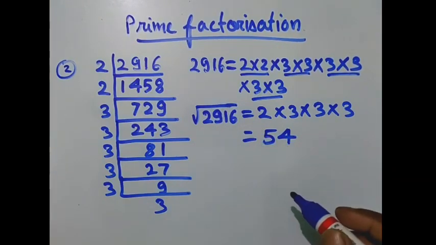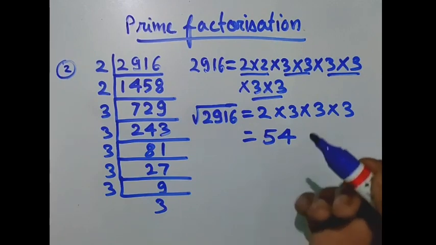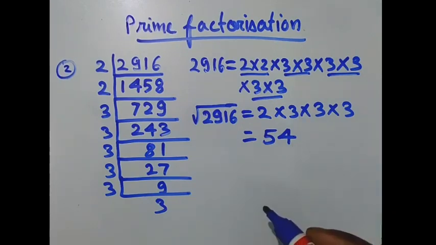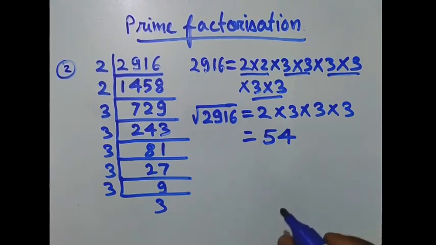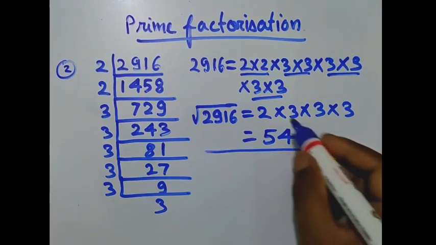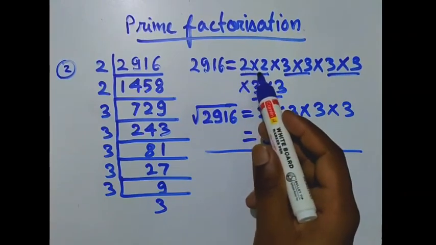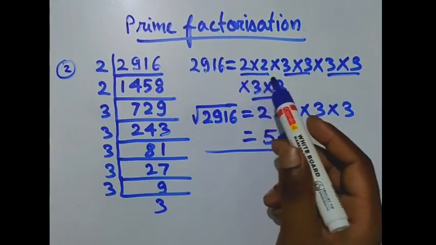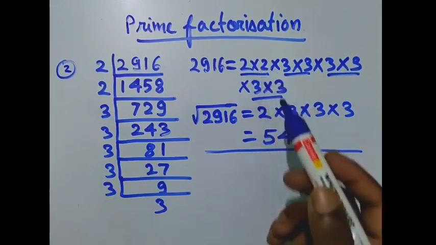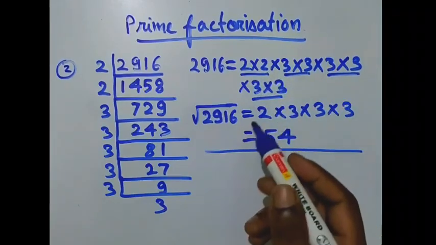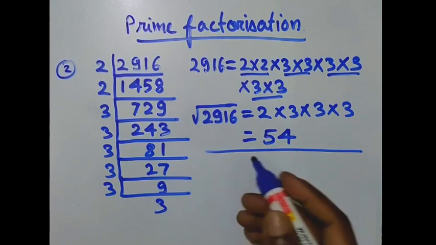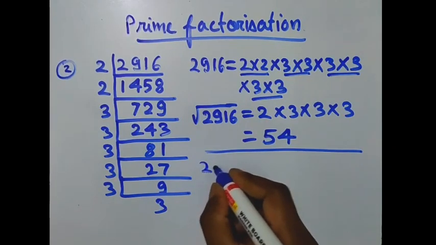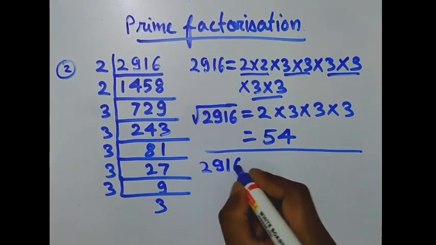Now we can apply another method here alternatively, which you may use if you want to. In that, what you can do is find the squares and represent the prime factors as squares. So here let's write it down, 2916.